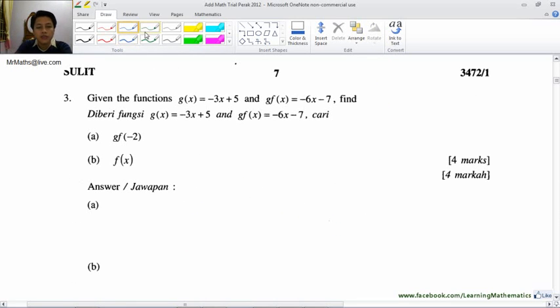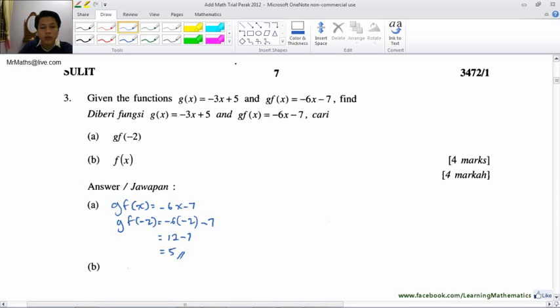Given the function g of x is equal to minus 3x plus 5 and g f of x is minus 6x minus 7, find g f minus 2. Let's just get the function gf first. Gf, this is a nested function, equal to minus 6x minus 7. So gf minus 2 is equal to minus 6 multiplied by minus 2, and then minus 7. Minus 6 and minus 2 multiply together become 12. So that is 12 minus 7, which is equal to 5.